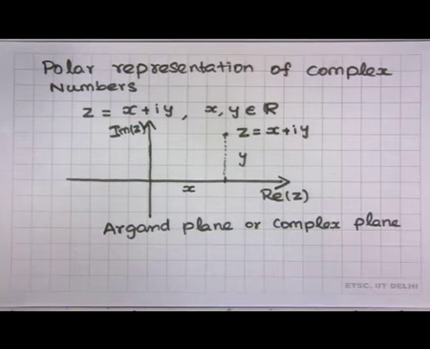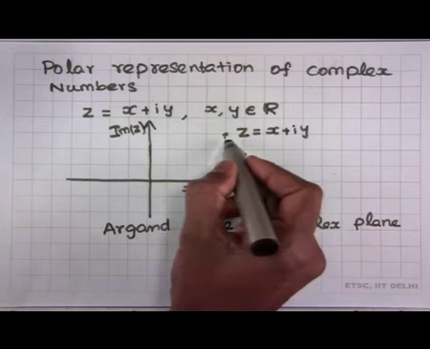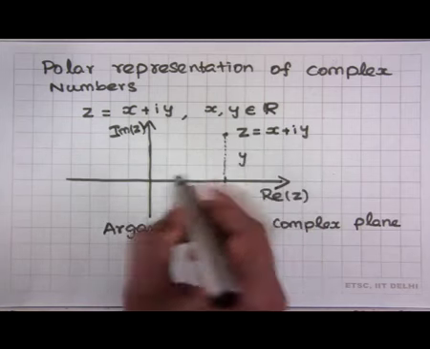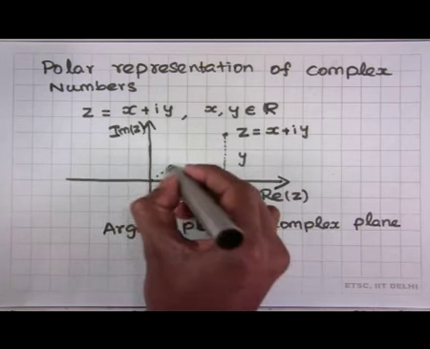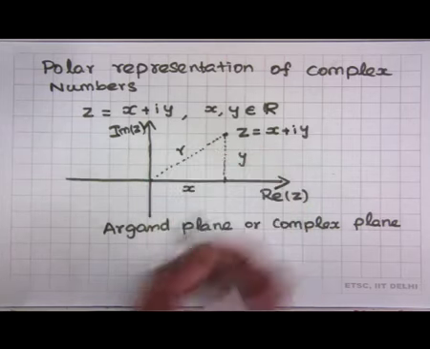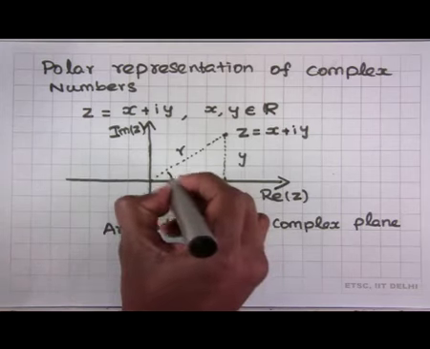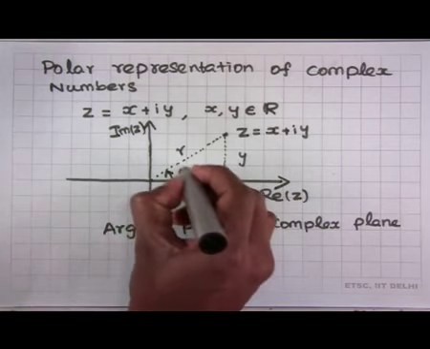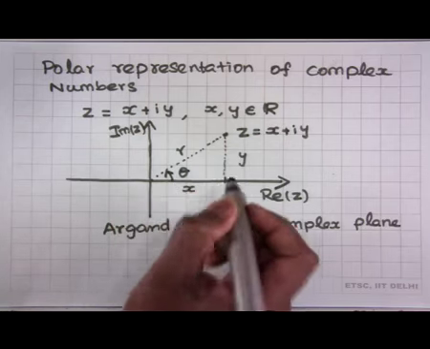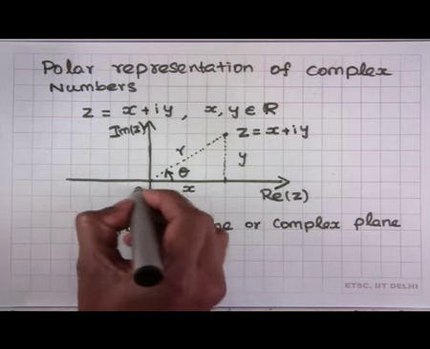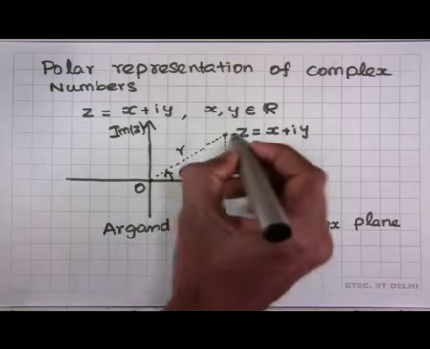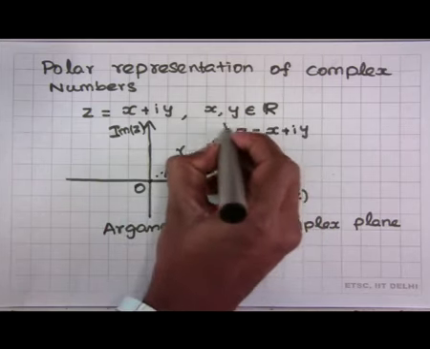Now given any point in the plane, we can also determine this point if we know the distance from the origin, let us call it r, and theta, which is the angle made with the positive x axis. So let us call this the origin 0 comma 0, or the complex number 0, and let us call this point P.